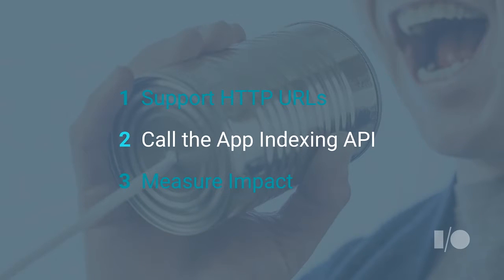Calling the API. As a user uses your app and browses the content in your app, you can call the API with the URL and the title of the current screen. And that helps us better understand how your app works and what content is important to users. And that can actually also be an interesting signal for us to help rank these results on Google Search.